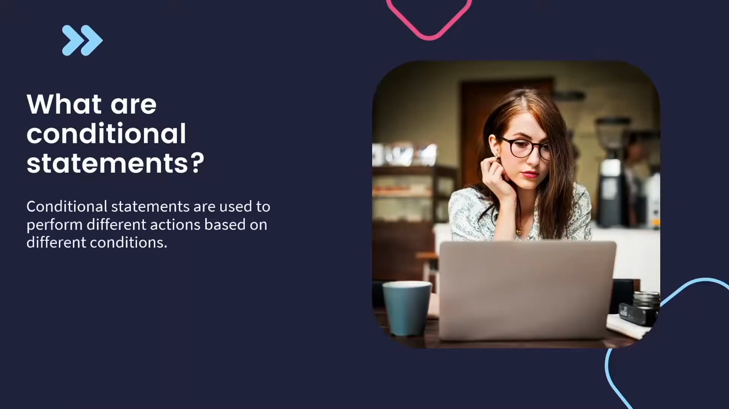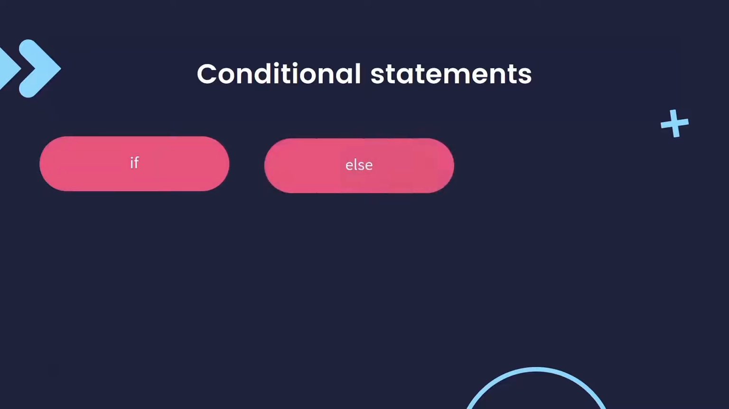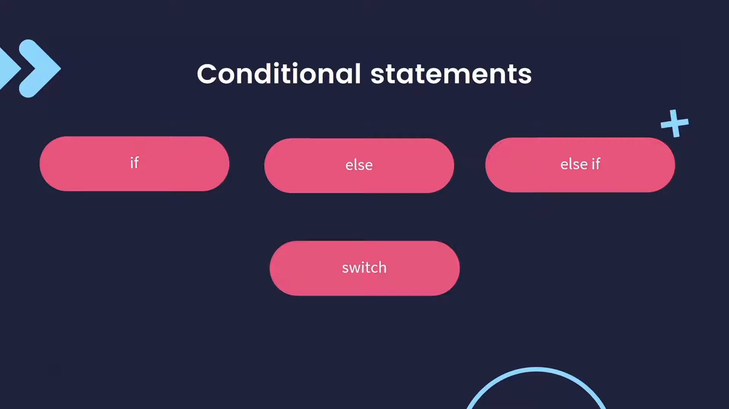So first of all, what exactly are conditional statements? Conditional statements are used to perform different actions based on different conditions. Very often you want to write code that performs different actions for different conditions. You can use conditional statements to achieve this. Now, generally speaking, there are 4 different types of conditional statements. We have the if statement, we have the else statement, we have the else if, and then finally we have the switch statement. Let's have a look at this in greater detail.